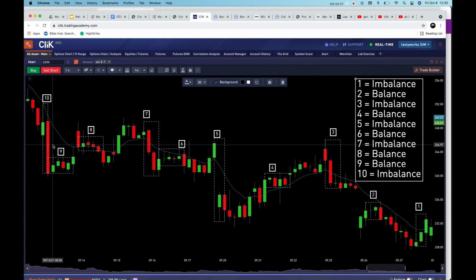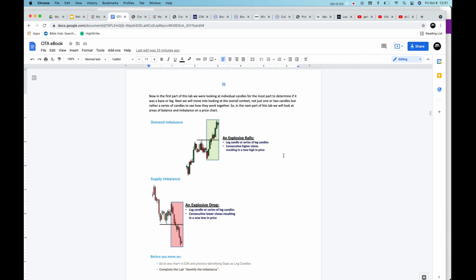All right, and again, you'll notice the distinction that all the areas or series of candles that are standing tall, or the area is marked as a taller rectangle, those are going to be your imbalanced areas. And then the areas where we have short but wide, those are going to be your balanced areas on the price chart. That will go ahead and conclude this particular lab.